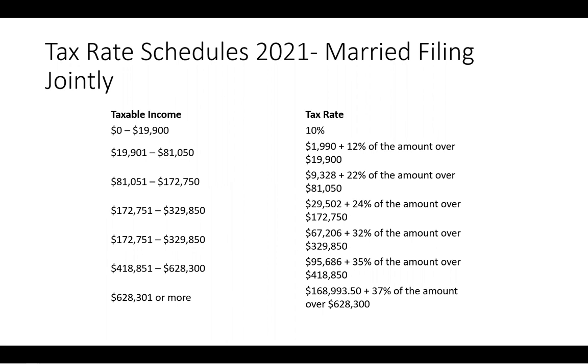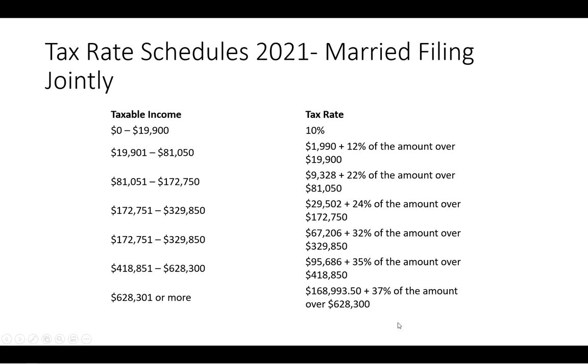Then your taxable income between 19,901 up to 81,050 is taxed at 12%. Then if your taxable income reaches these points, from 81,051 to 172,750, you're taxed at 22%. Okay, so as the taxable income increases, portions of higher levels of income are taxed at higher rates. Okay, so please keep that in mind.